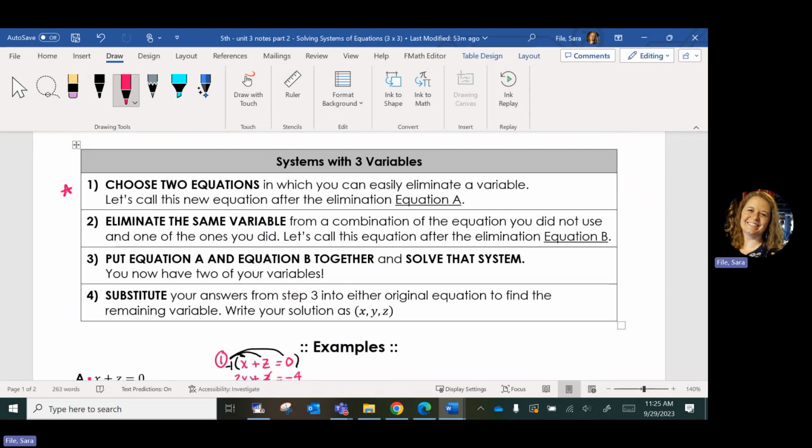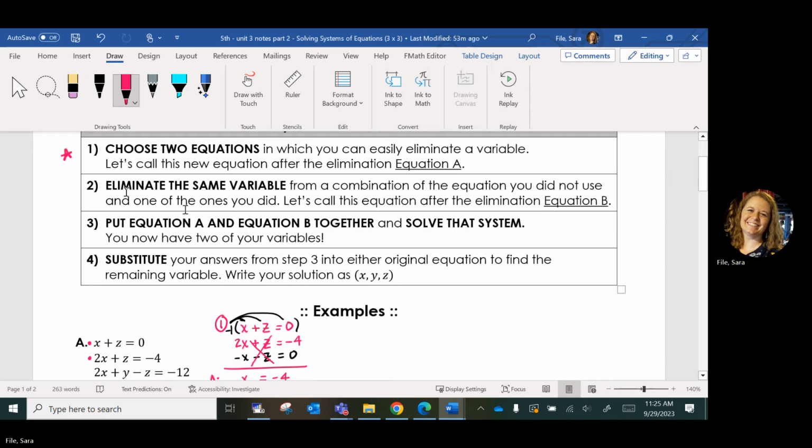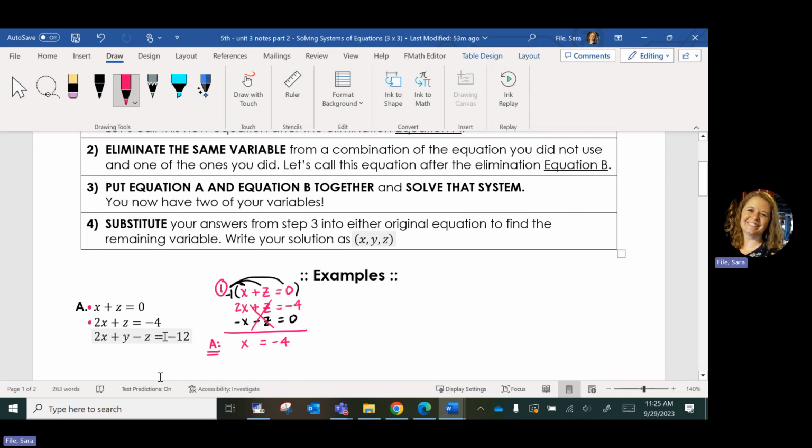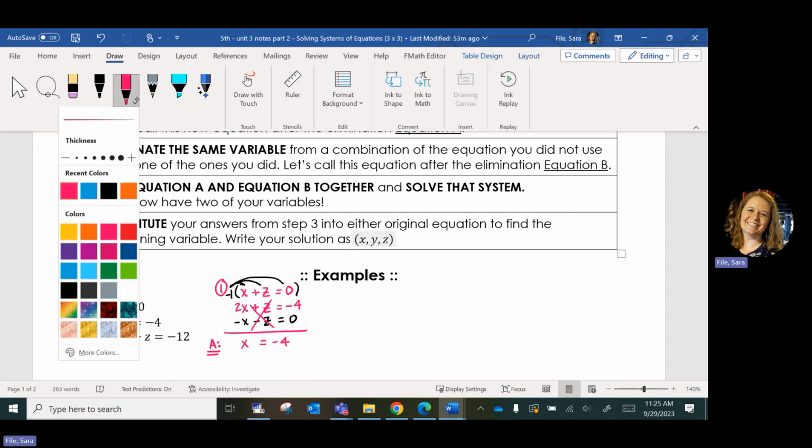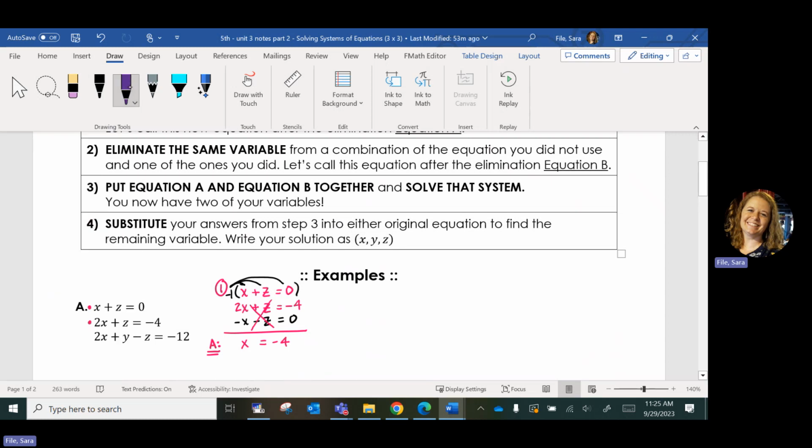So that was step one. Now step two, eliminate the same variable from a combination of the equation you did not use. So the one we haven't used yet is that third one, and one of the ones you did. So we have to use the third one, and then we get to pick one of these to combine it with. Okay, so what do y'all want to use? The top or middle one to combine with this one?